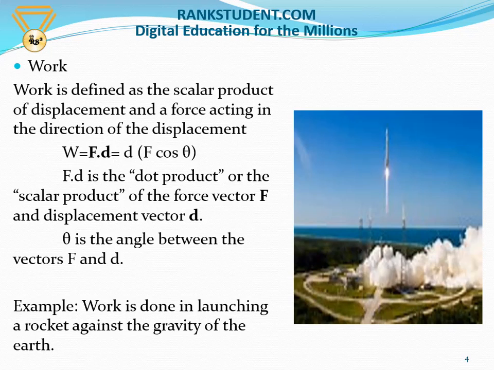As an example, work is done in launching a rocket against the gravity of the Earth, as illustrated in the picture on the right-hand side.